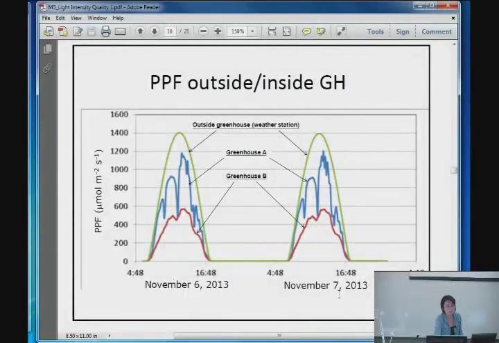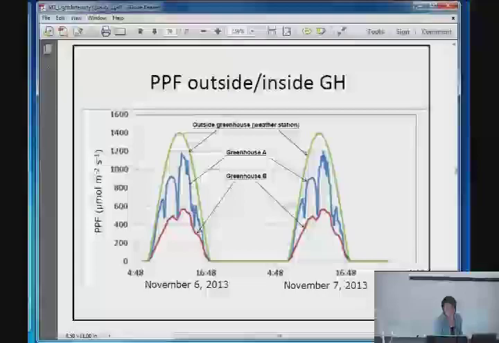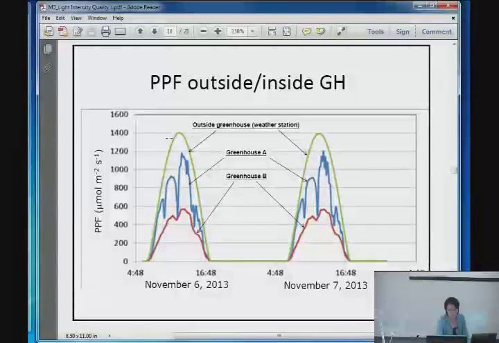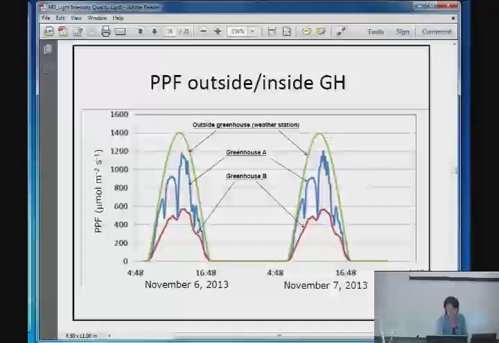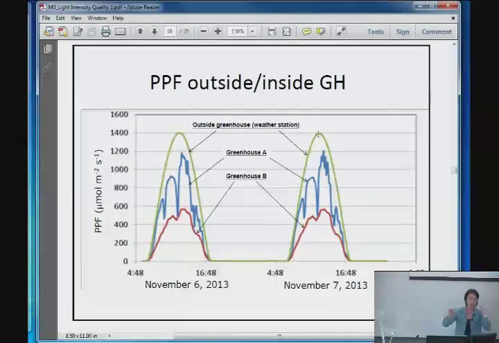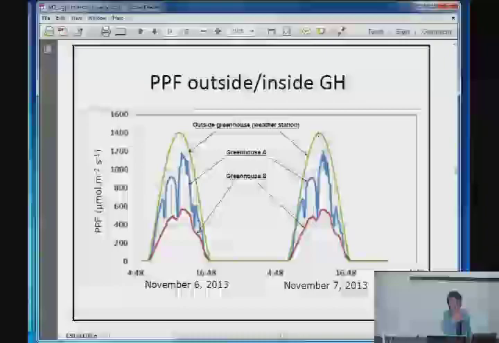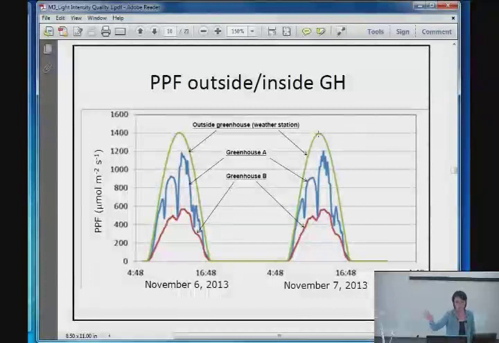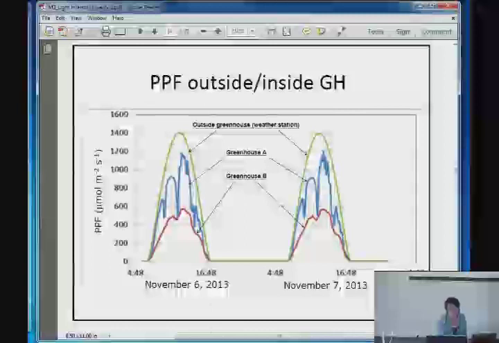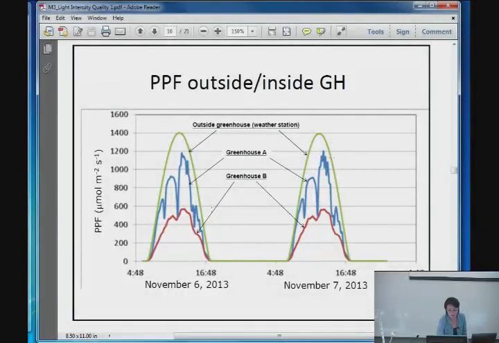It was in November, a sunny day. Green one is the outside greenhouse, so the natural light, sunlight. And so the peak intensity was 1400, right? And next day also 1400. So it's relatively constant as long as the sky, the cloudiness, is the same level. And this is a clear sunny day, perfect Arizona sunny day. So that's why you don't see any up and down in the outside solar radiation expressed in the PPF.